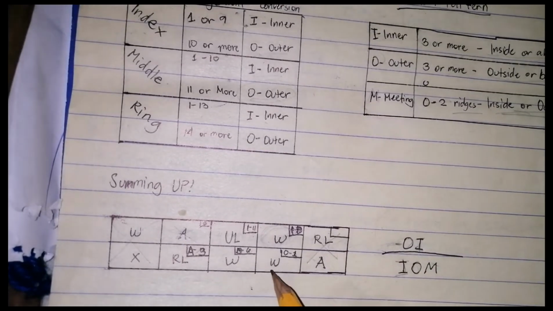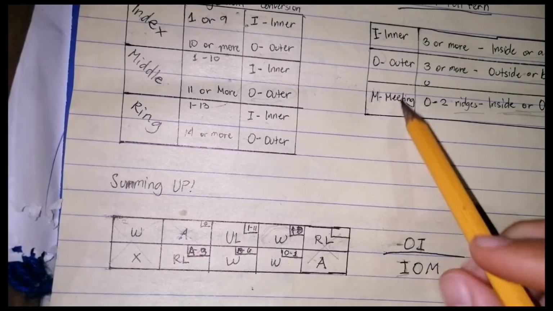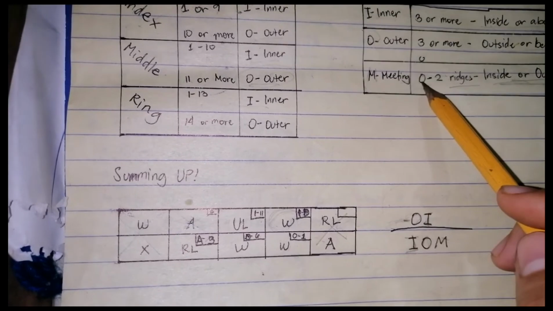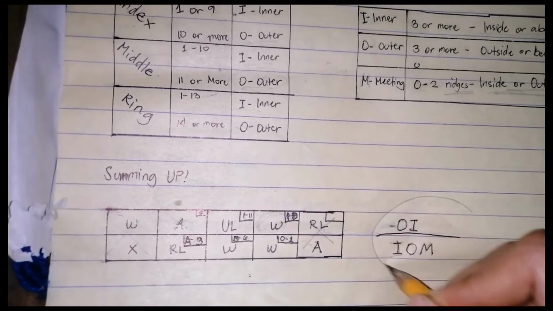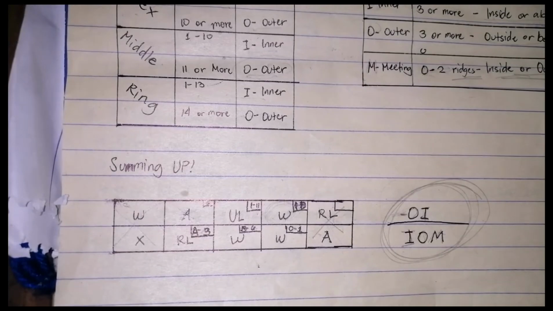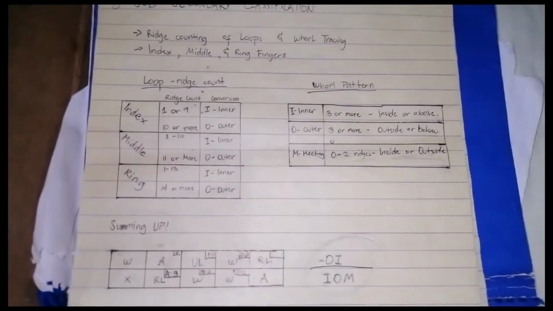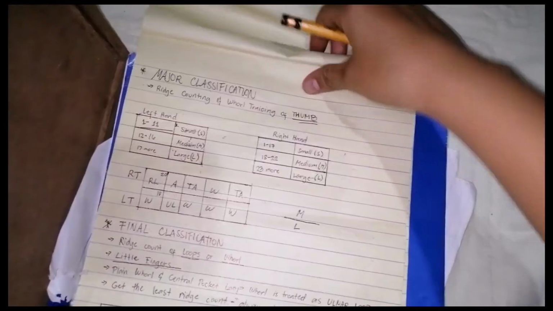Then lastly is the ring finger, which has a ridge count of 1, so it will be meeting because it has only 0 to 2 ridges. This is the ridge count of the sub-secondary classification that we sum up. This is the example of sub-secondary classification, which focuses only on the loop ridge count and whorl pattern of the index, middle, and ring finger. So we will proceed now to the major classification.